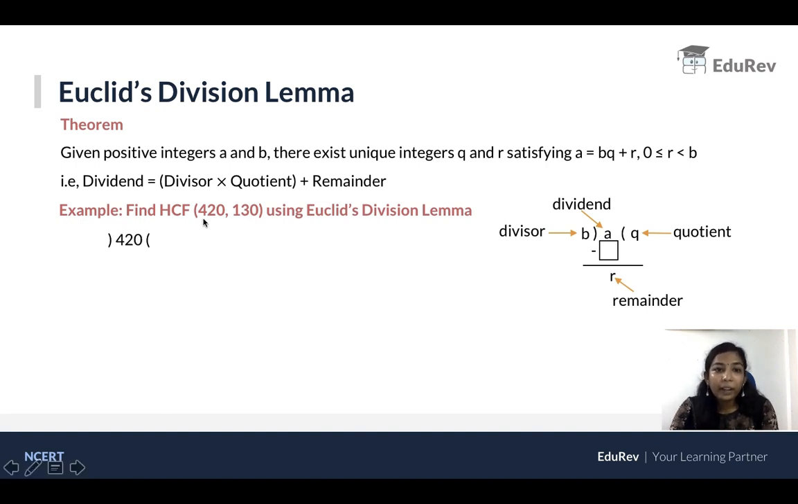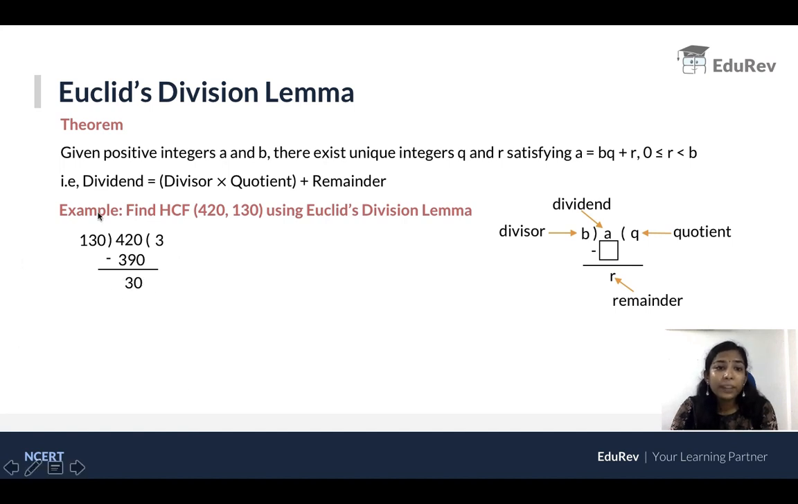So I'm taking, which is the bigger among those two? 420. So I'm putting it in the place of A. And 130 I'm putting in the place of B. So 130 into 3 will give me 390. So I'm taking Q value as 3. And here it is 390. So 420 minus 390, what will be that? 30. So my remainder is 30.